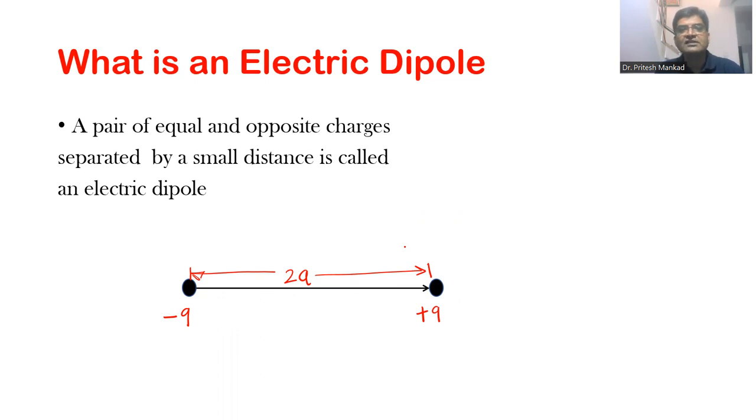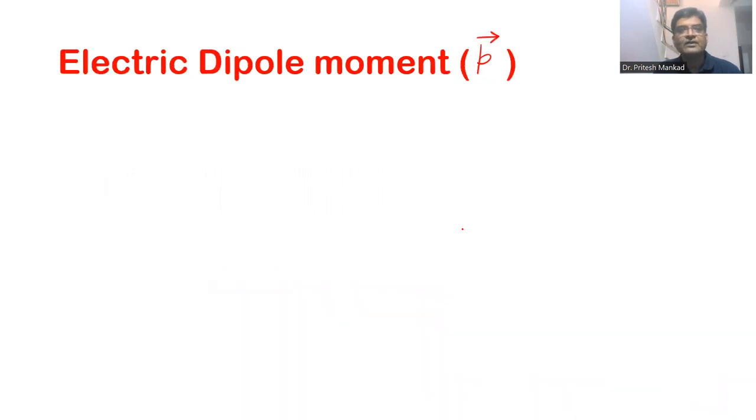So why are we studying the dipole? Because so far we have learned about the effect of point charges: what is the force because of a point charge, what is the electric field because of a point charge. Now it is time to study the effect of a dipole, that means when the charges are in a pair. And why are we learning about it? Because in nature, it is possible that many molecules have a dipole.